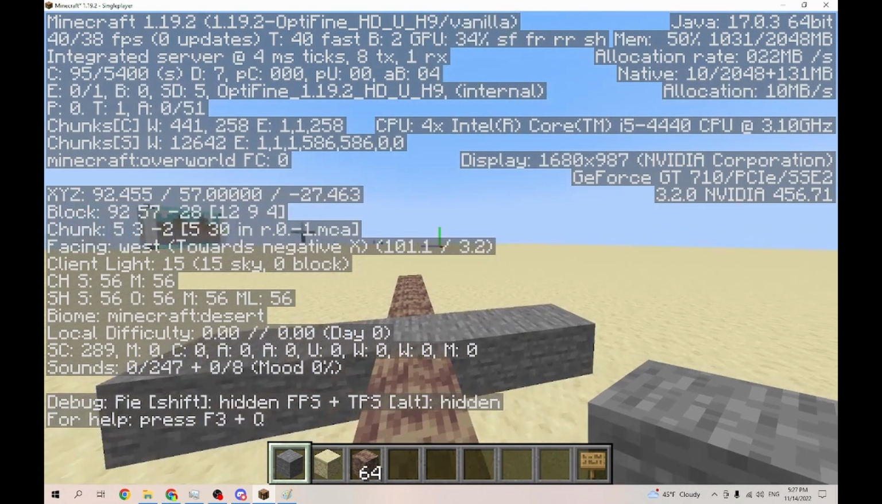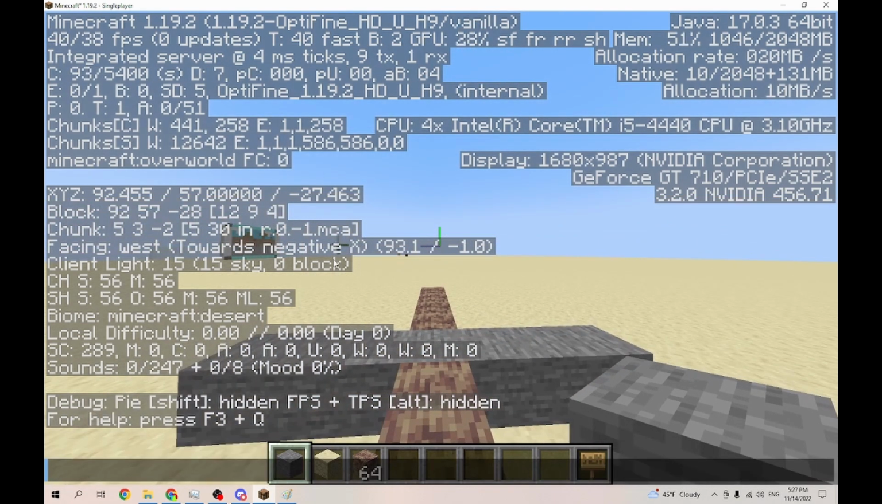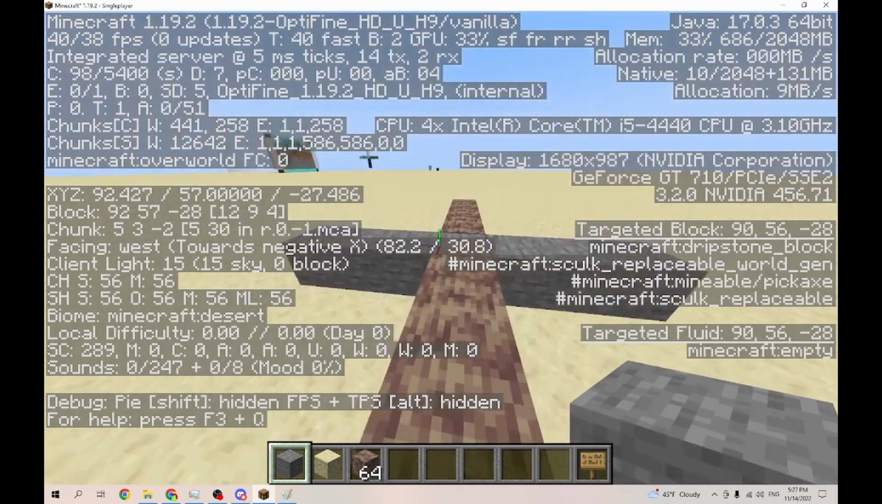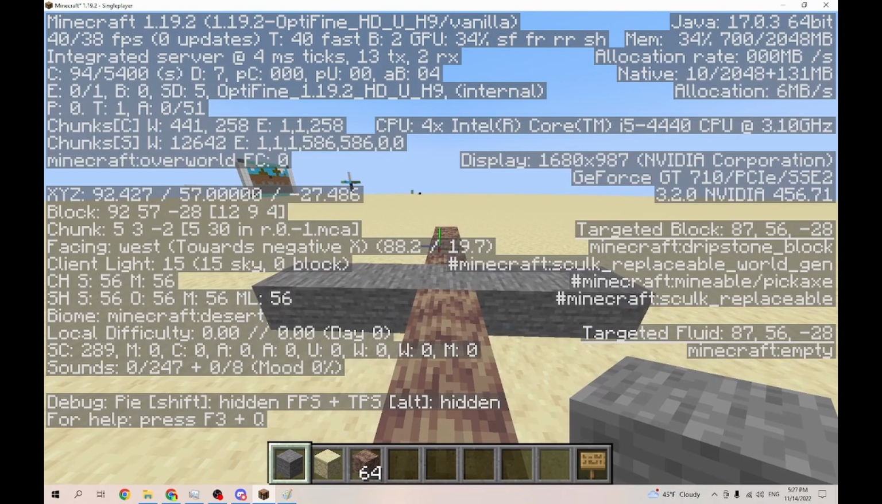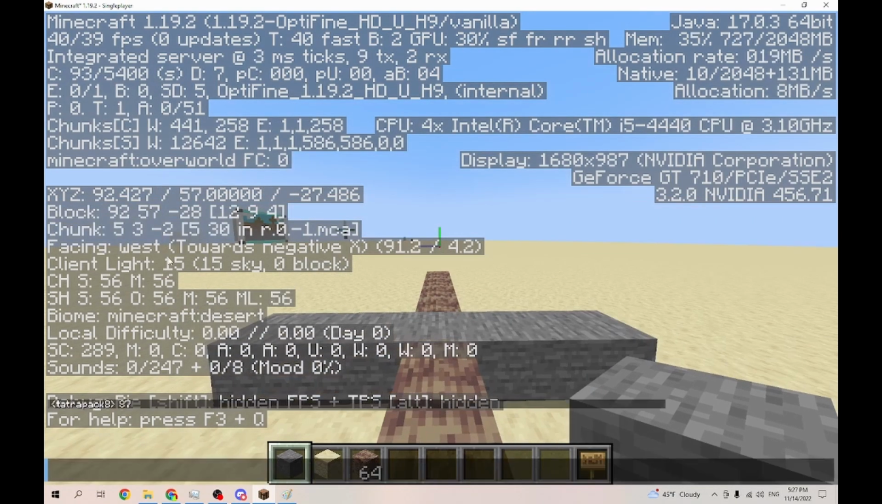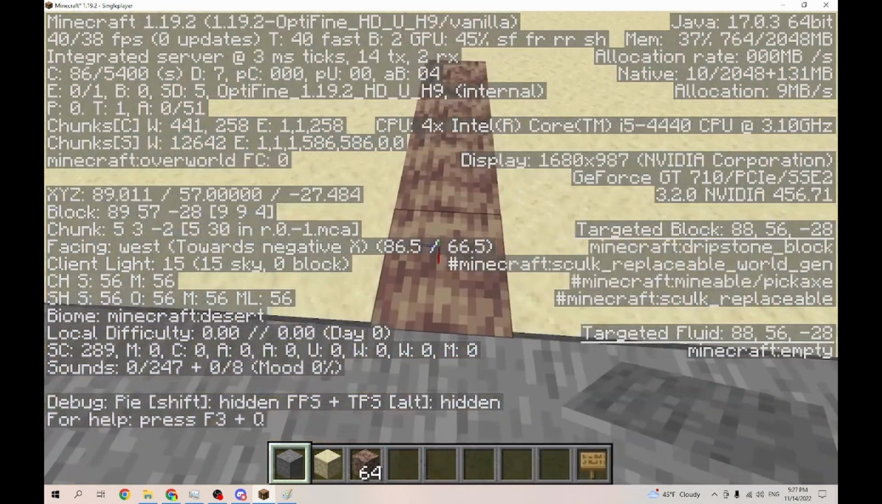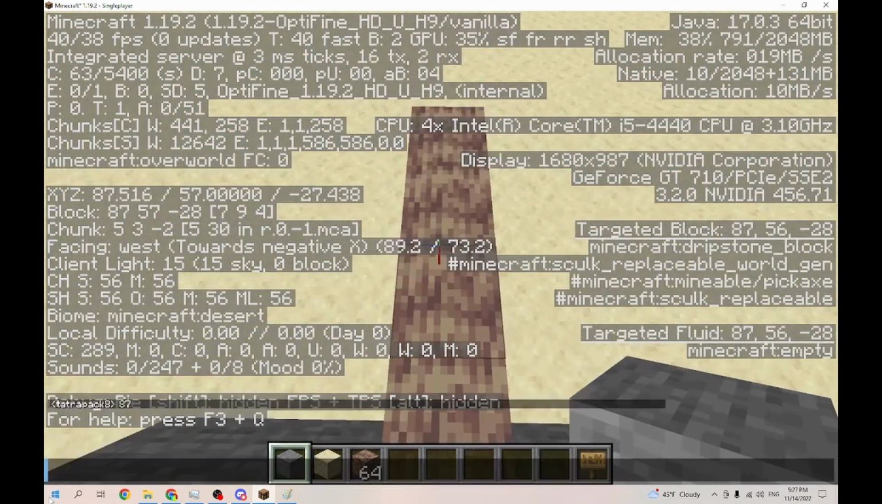But what if I turn around? Well, now we see that I'm towards negative X. So if I go in this direction, the X number will go down, actually. Okay, so let's go 5 blocks in this direction. It's negative X, remember. So 1, 2, 3, 4, 5. And we are at the coordinate 87.